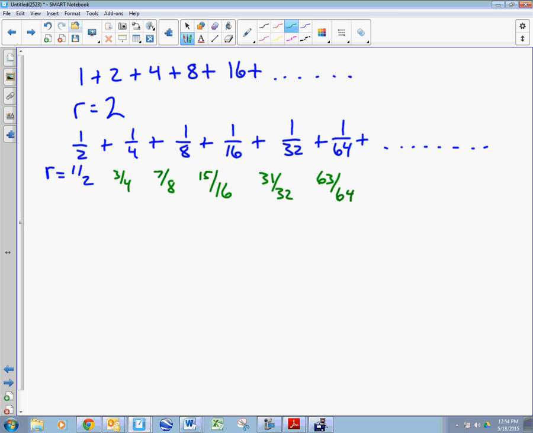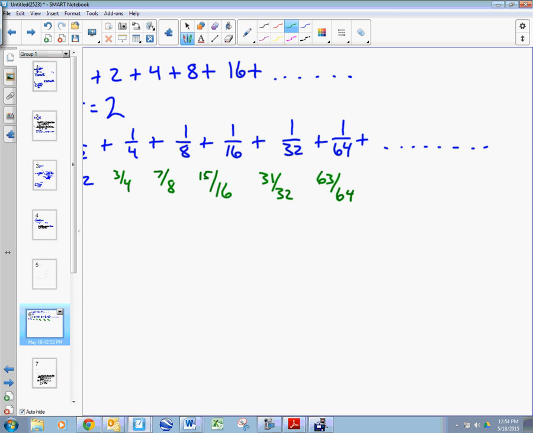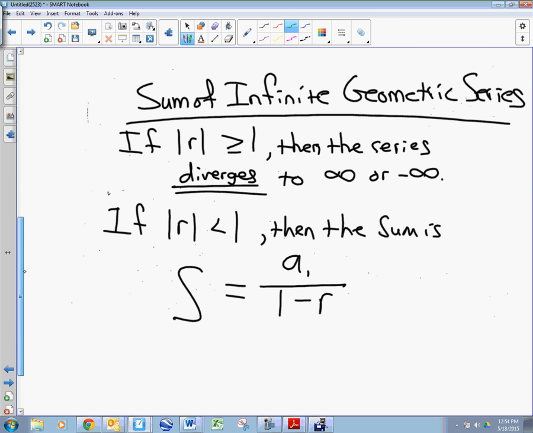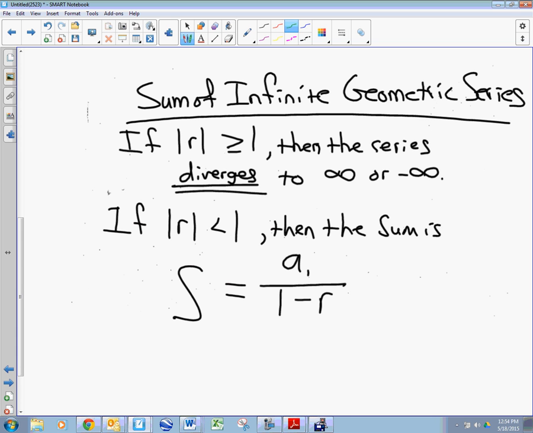So, look at the difference. Here, your r value is greater than 2. It diverges. It goes to infinity. Here, your r value is less than 1. It converges. It goes to 1/2. If you flip over the last page, you can write down notes. We can do this. This is the easiest example of them all. Write down sum of infinite geometric series. You have to test your r value first. Once you know your r value, you can determine whether it converges or diverges. If the absolute value of r is greater than or equal to 1, then the series diverges to either positive infinity or negative infinity. And we don't even need to try to find the sum. We just say it diverges, no point.